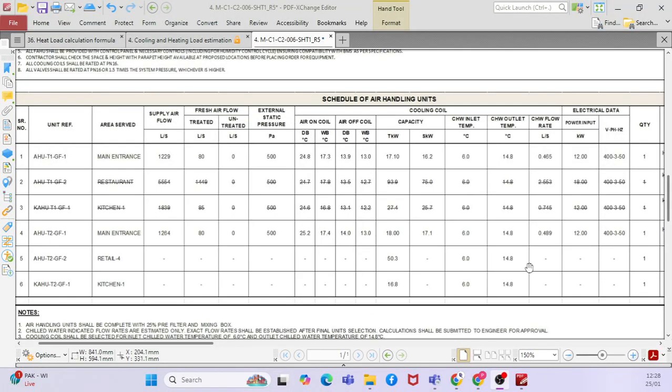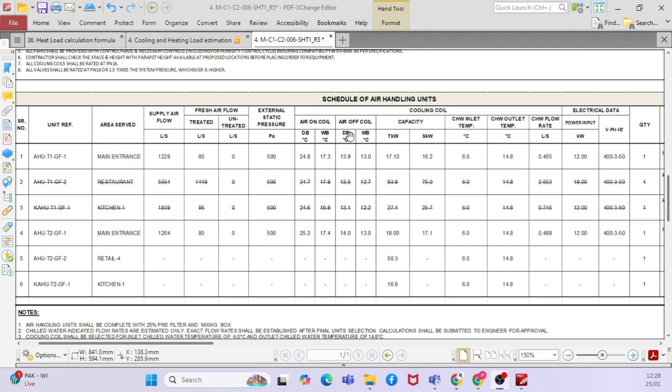Okay, today we will talk about how to prepare the AHU schedule. It is similar for the FC schedule as well. When you talk about the AHU schedule, you can see there is a table consisting of supply air flow, then fresh air flow, either treated or untreated, then external static pressure.